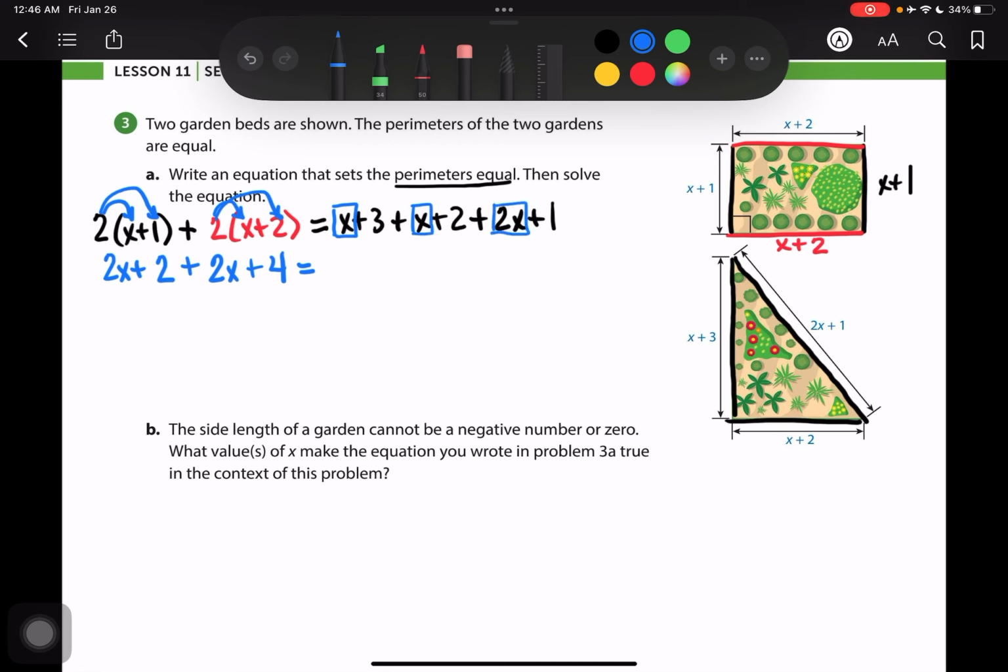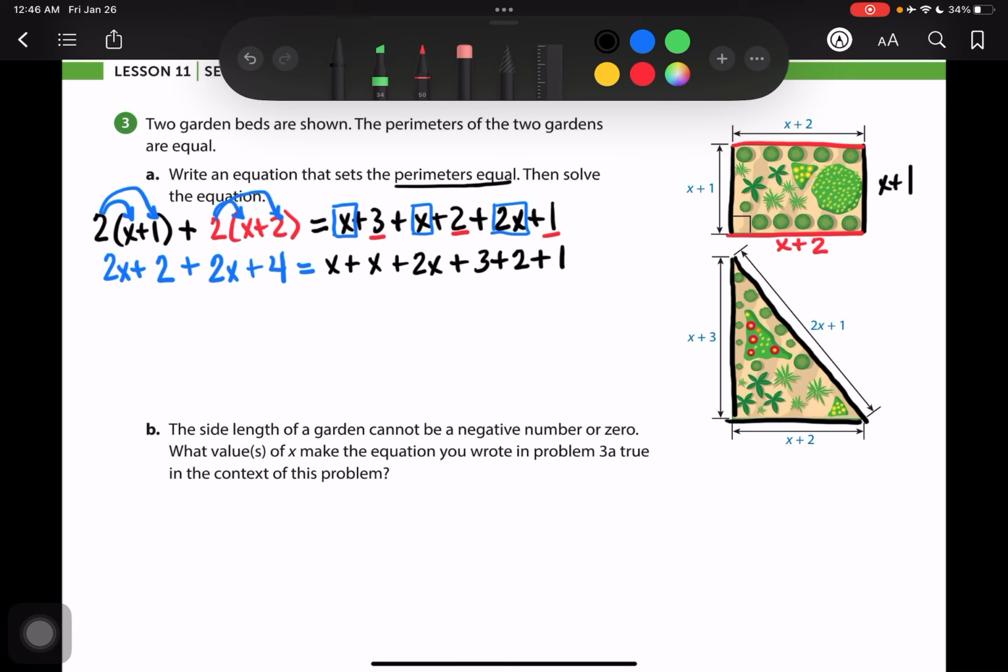And all I'm going to do on the next line is rewrite those so that I can combine them. So I have x plus 2x plus 3 plus 2 plus 1. I just rewrote it so all my variable terms can be together and all my constant terms will be together. So in the next line, I'm just going to combine these like terms.